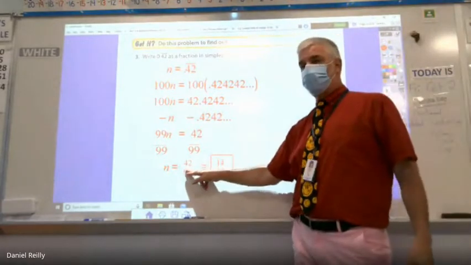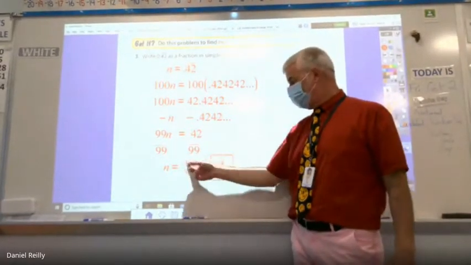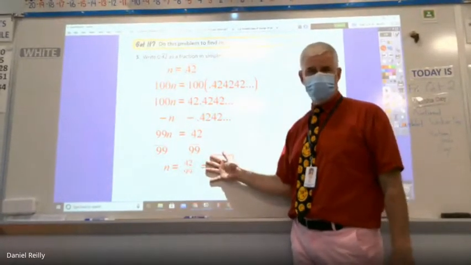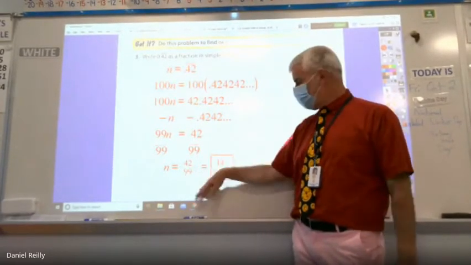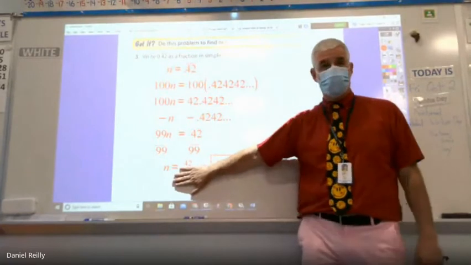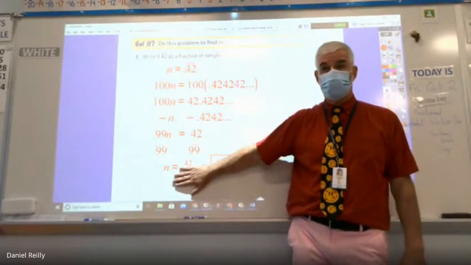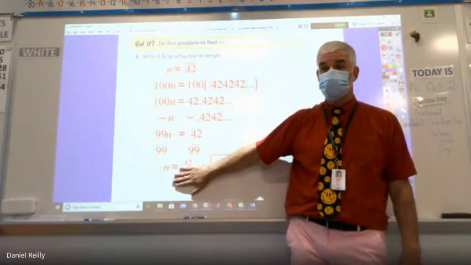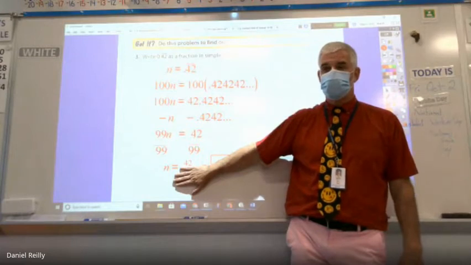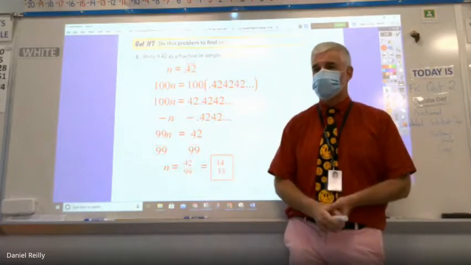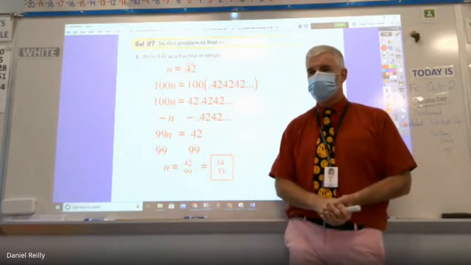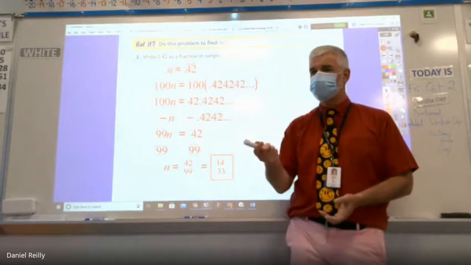So 42 over 99, then you can see if it simplifies, and both of these are divisible by 3. Anyone know what the divisibility trick is to check if something is divisible by 3? How do I know 42 is divisible by 3? Anyone know the trick, Luke? Well, 30 is 10 times 3, and then 12 is. Okay, that's true, but how about 396? Is that divisible by 3? Yeah, how do you know?